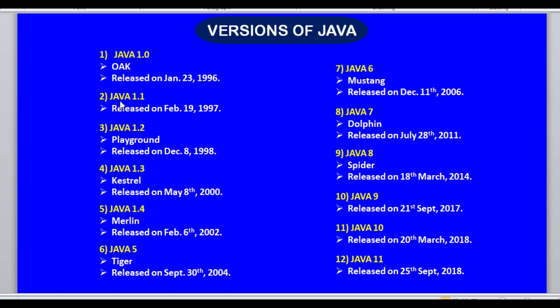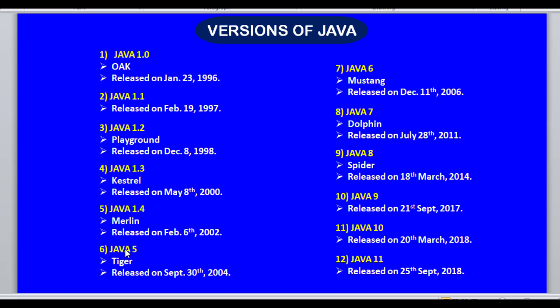Next is Java 1.1, which was released on February 19, 1997. Next, Java 1.2, called Playground, was released on December 8, 1998. Next, Java 1.3, Kestrel, was released on 8 May 2000. Java 1.4, Merlin, was released on 6 February 2002.